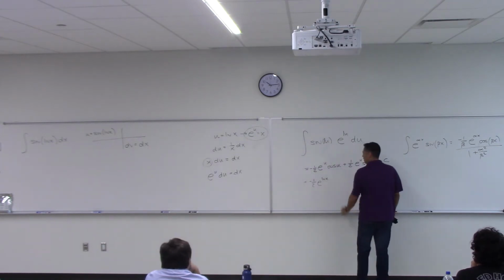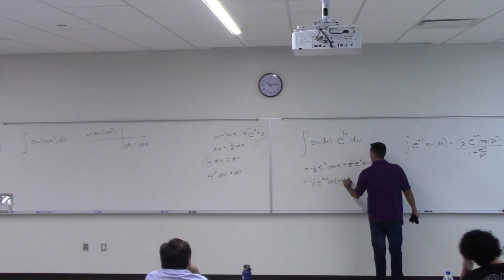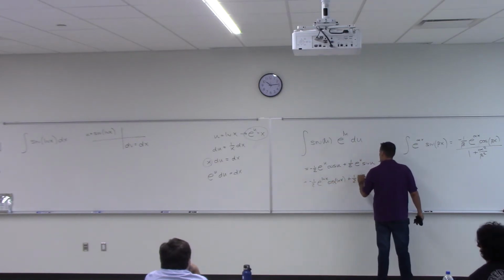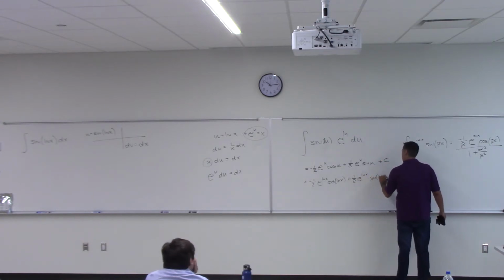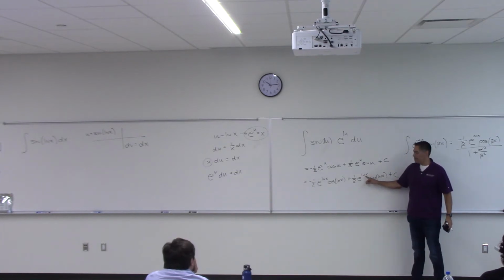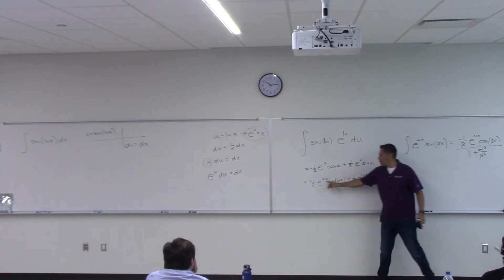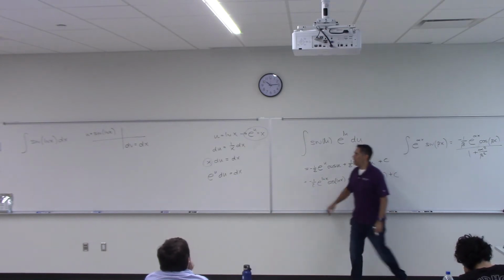Whoa, what? Cosine of natural log x plus 1/2 e to the natural log x sine of natural log x plus c, right? And then e to the natural log of x would just be x. All right, I'm going to just leave that there. I'm going to go back to this.